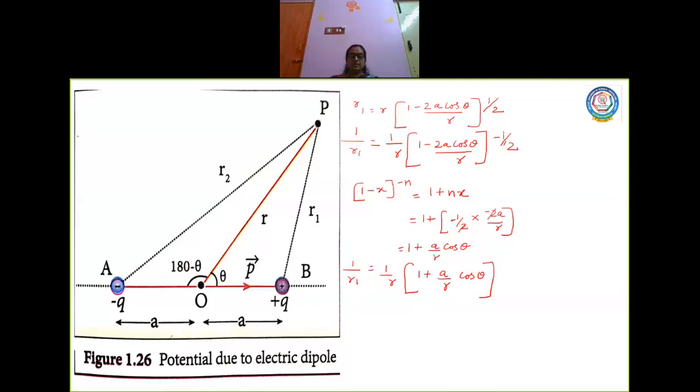This is the value of 1 by r1. Is it clear? So this is the first part. I have determined the value of 1 by r1.